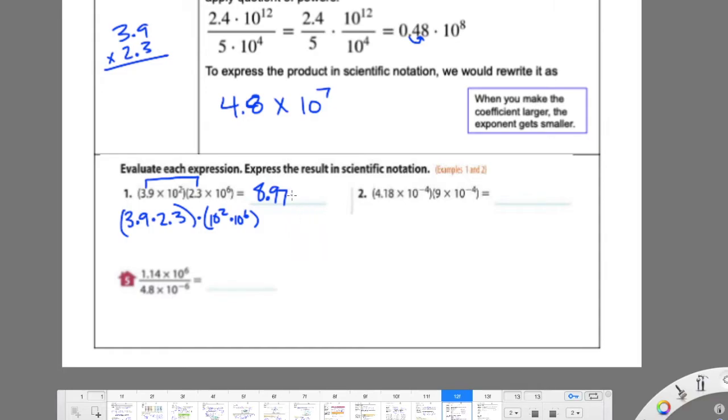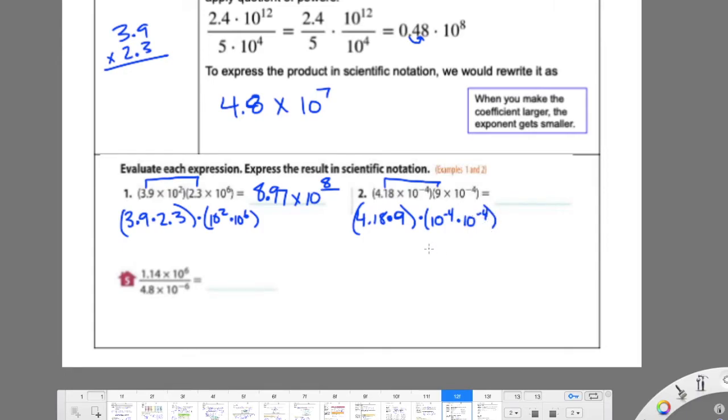Times 10, so we know this is scientific notation. I need to know what my exponent is going to be. So it's 2 plus 6. I have the base of 10, so I just add the exponents together, and I get 8. All right, so let's do this with the second one. We have our coefficients here. So 4.18 times 9, times 10 to the negative 4, and 10 to the negative 4.